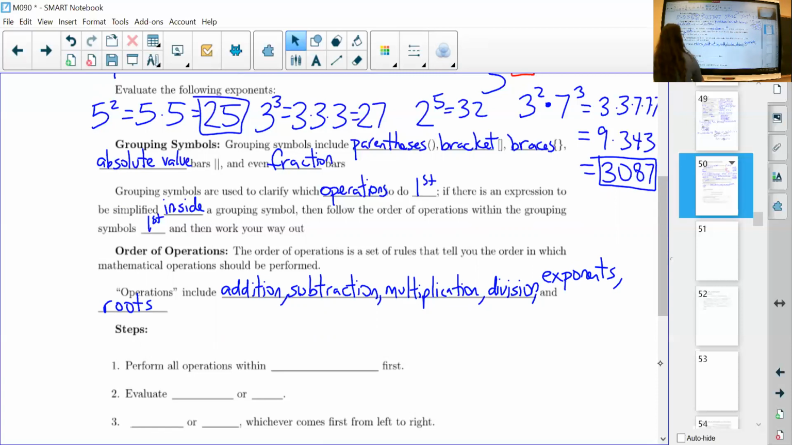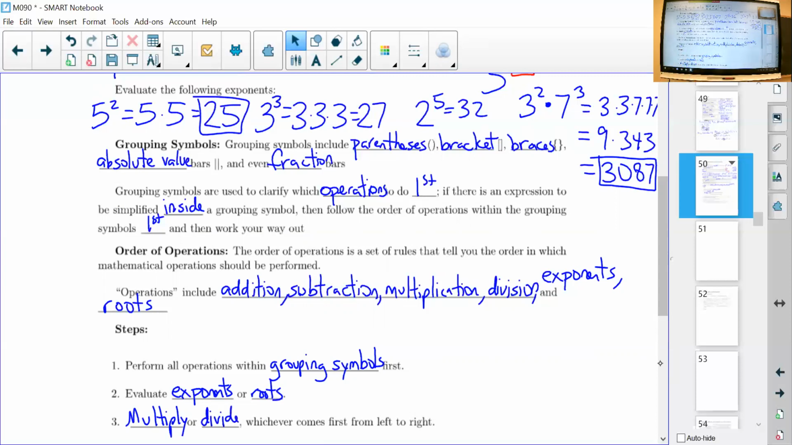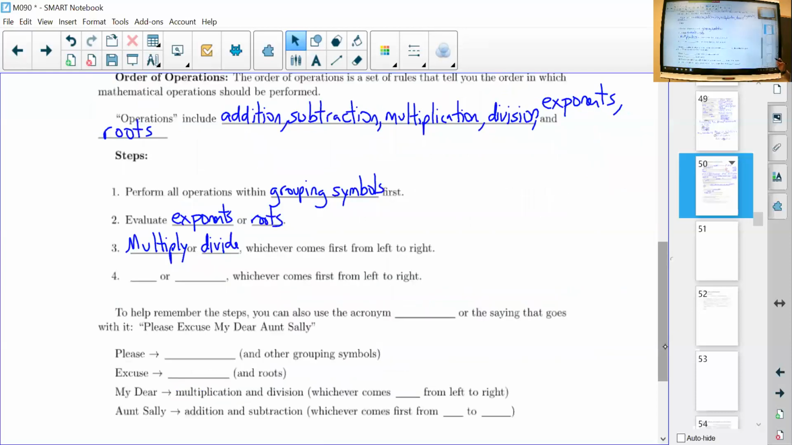So here's what we do. We perform all operations within grouping symbols first. Start with the parentheses or the fractions or whatever's being held together with those grouping symbols. Then we evaluate exponents or roots. And then multiply or divide, whichever comes first from left to right. So I do not do all my multiplication and then all my division, or the other way around. I just work my way from left to right. And finally, we add or subtract.